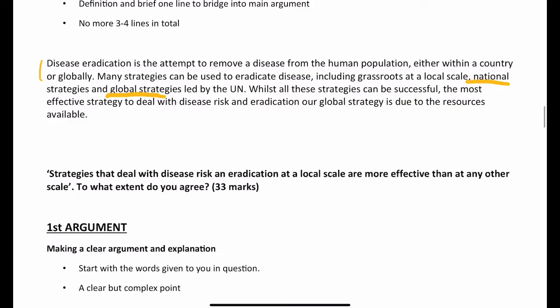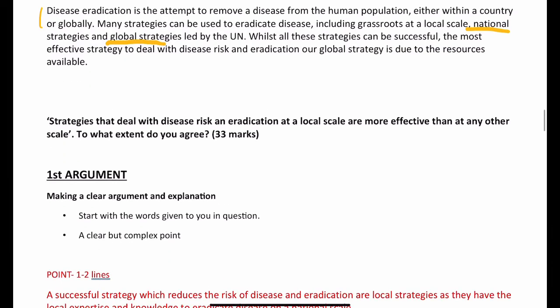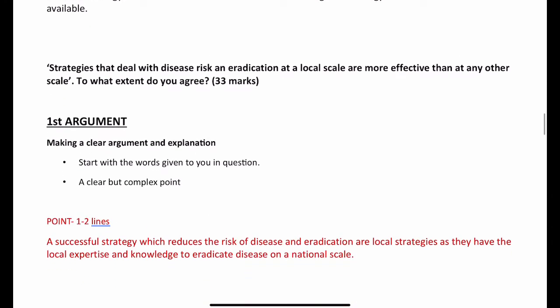So when looking at this question, the first thing I'd be expecting to do is to actually tackle this idea of the local scale. When I'm making my first argument, I start with the words that are given to you in the question. I make a point, but it has to be clear but complex. What do I mean by that?